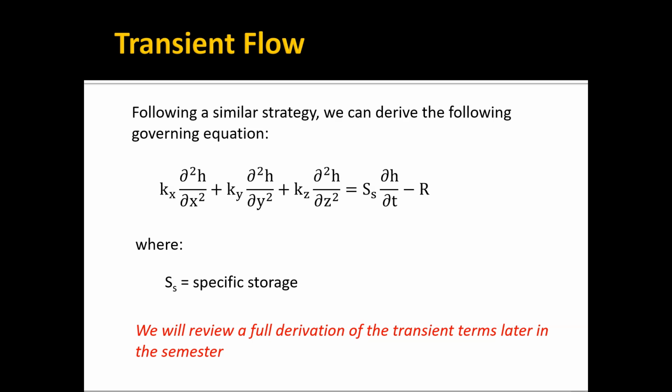So that concludes our derivation of the most general form of the governing equation. In our next lecture, we're going to show you a variant of this for two-dimensional flow. And as I mentioned, later in the semester, we're going to add this transient term. But we have the tools now to begin solving this problem.